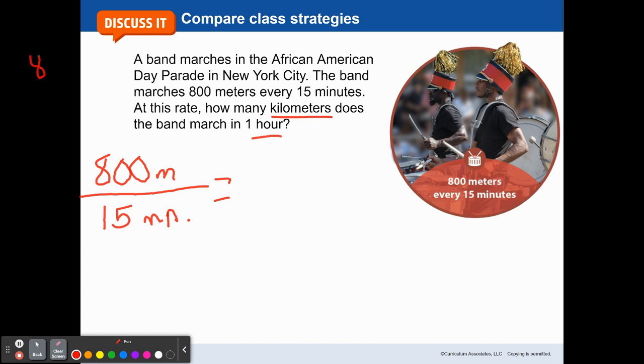You could say 800 divided by 1,000, right? You could do that. You don't have to. You can just move your decimal 1, 2, 3 places because there are 3 zeros in the number 1,000. So now you have a decimal point here. So we have 8/10 kilometers every. Now we need hour, right?